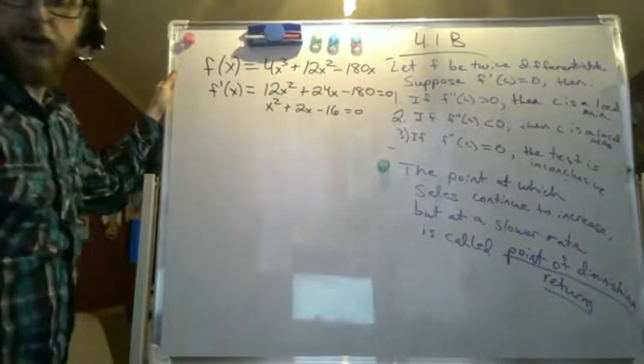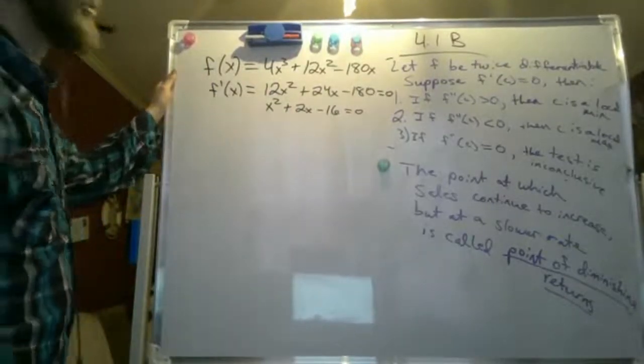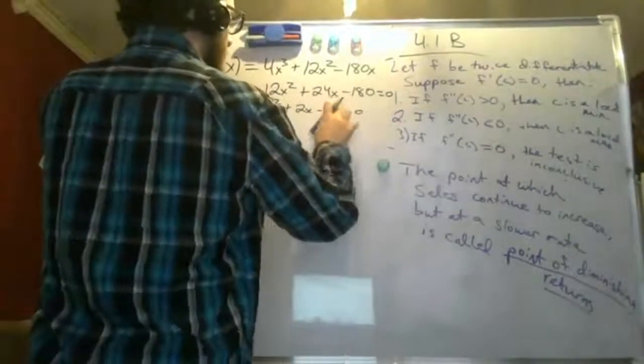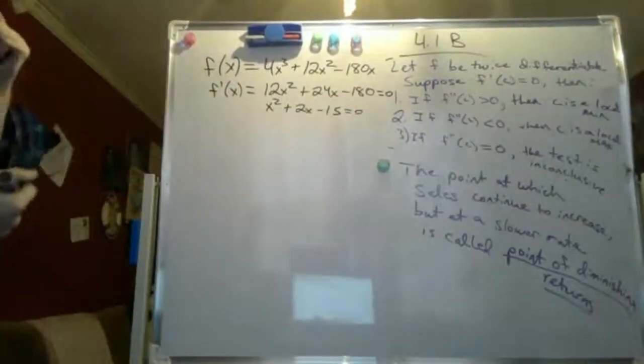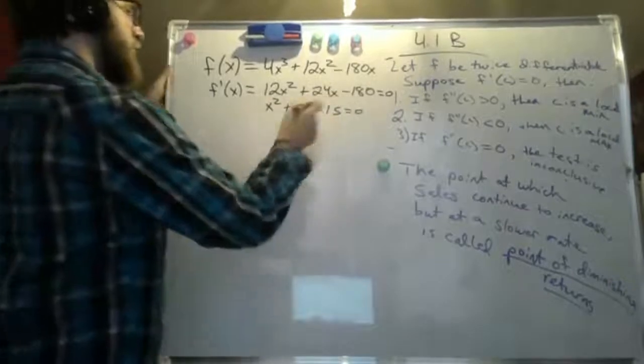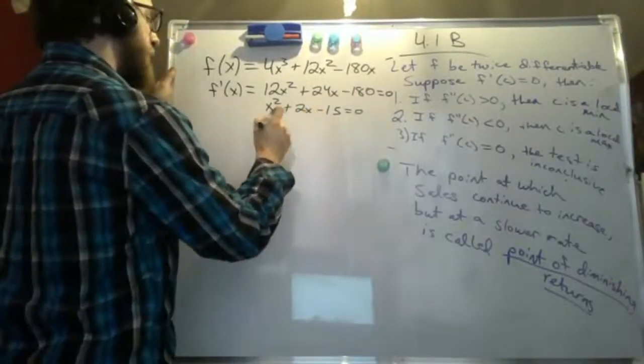And if I want to find my, oh, I'm sorry, not 16. This is 15, minus 15. And now to find my critical points, I want to factor this. So let's see, I've got a negative, so I need to have opposite signs.